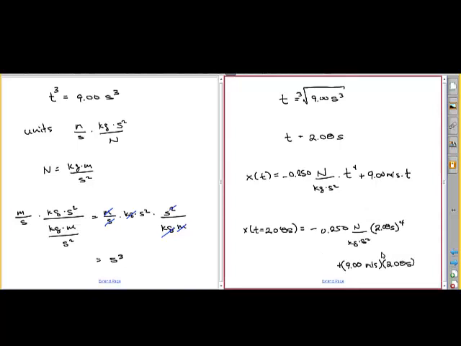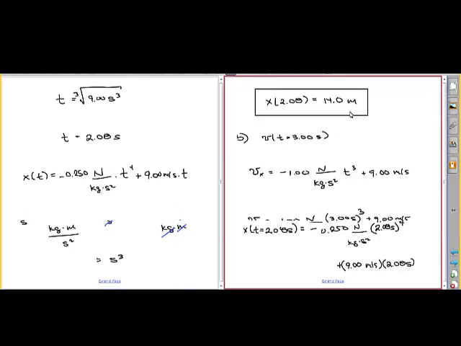Actually, what they wanted to know is how far does it go. So you have to solve for time first, the time for it to go to 0 velocity. Then you use that time in the displacement equation to calculate how far it goes. So it has to go positive because it started at 9 meters per second. It's slowing down, it goes to 0, and then you're going to go the opposite direction. So if you plug in 2.08 seconds, the time for it to stop, into the displacement equation, you get 14 meters.